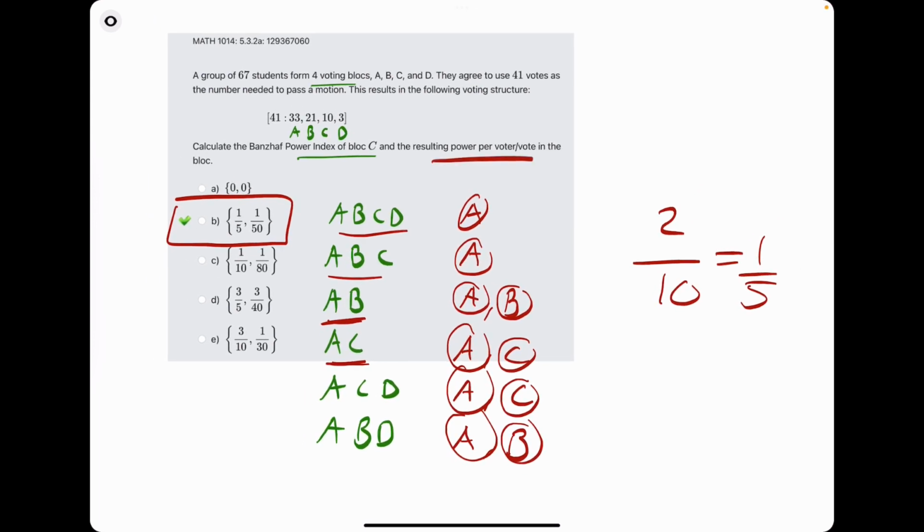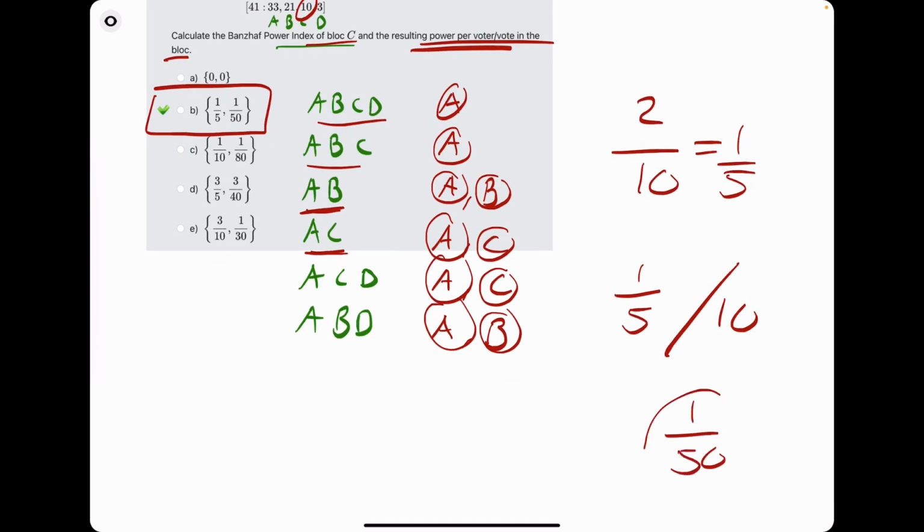Okay. So it just clicked. If they're asking for the power index of block C, that means that block C as a whole has a power index or power value of 1/5, and so the resulting power per voter in block C would be 1/50th, because if there are 10 voters or 10 votes in block C and the total power of block C is 1/5, then 1/5 divided by 10 voters, split amongst 10 voters, would be 1/50. So the idea would be you take the power index for block C and you divide it by the number of voters that are in that block. And so that would be 1/50th.